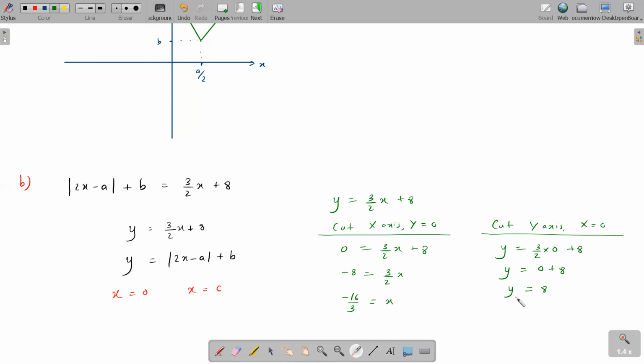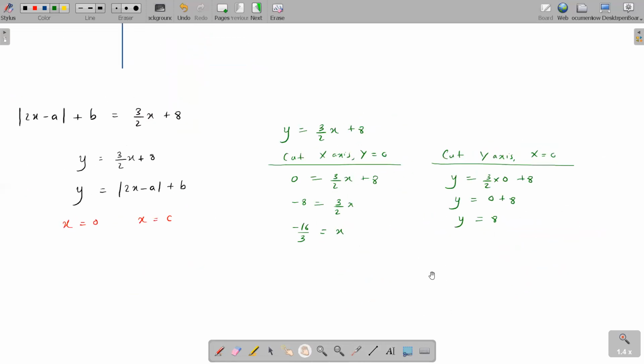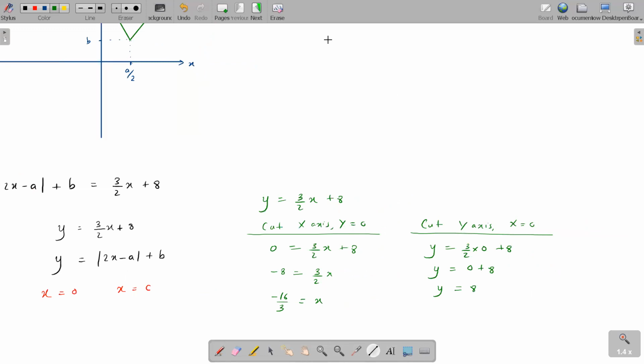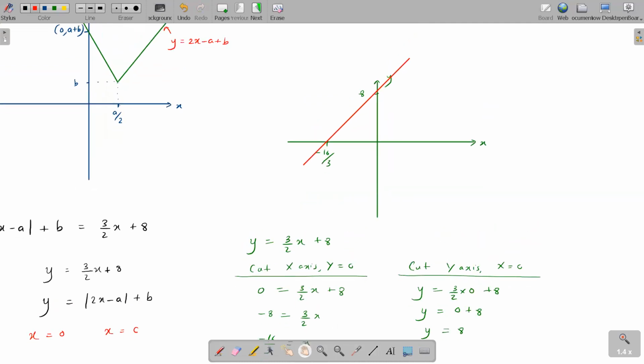So now you need to draw this. If I draw this in another diagram, this is how you would get the graph. This is x and this is y, and the x-axis cutting point is minus 16 over 3, the y-axis cutting point is 8, and you draw your graph in this manner. So this is the 3 over 2x plus 8 kind of graph. That's the graph you would get, with the 8 cutting point.